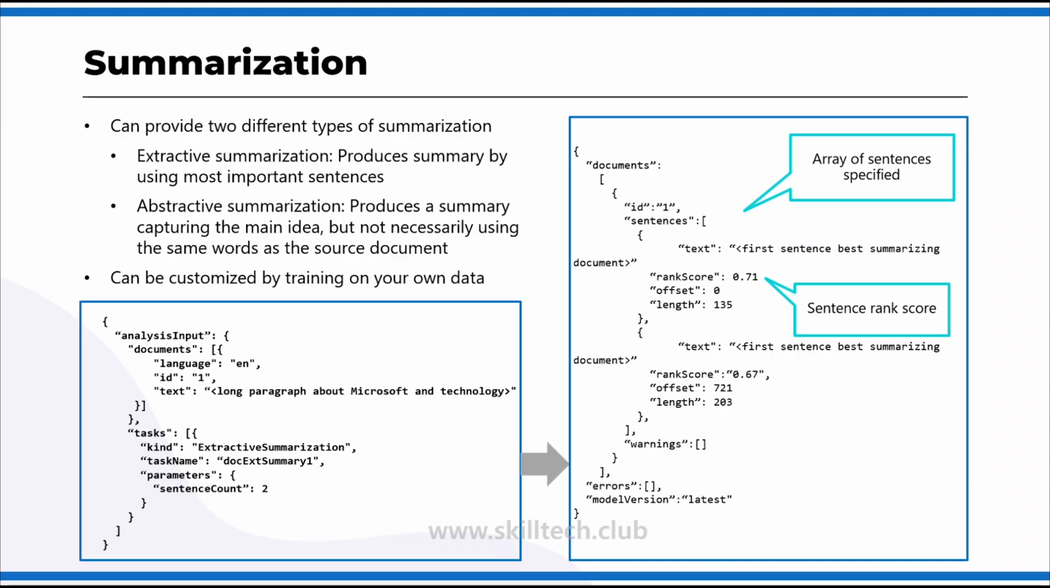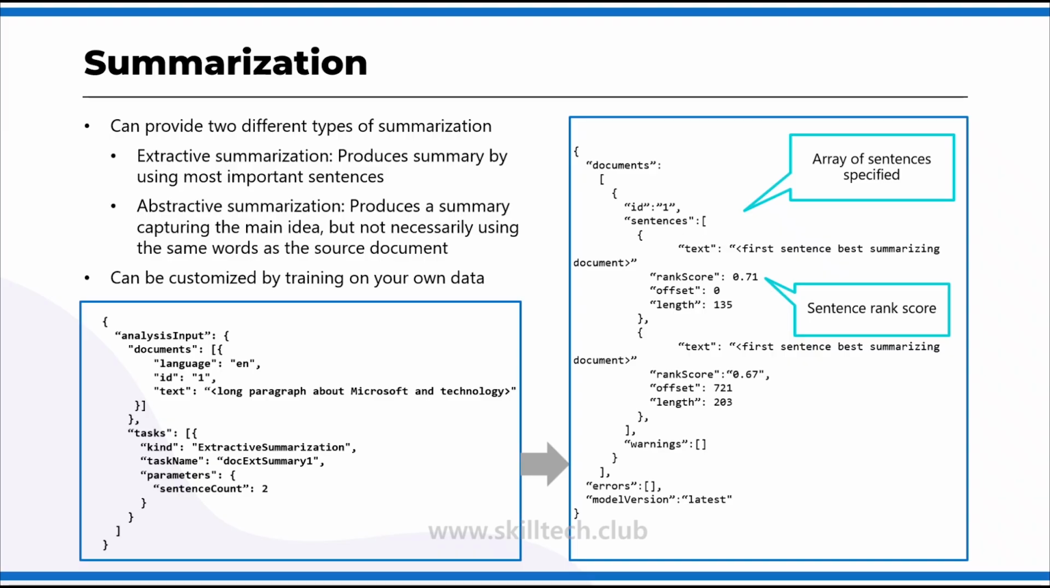On the other hand, abstractive summarization produces a summary capturing the main idea behind the text, and it's not necessarily going to use the same words as the source document. It's something like you hear a story, and then you create a moral of the story with different kinds of words. That is what abstractive summarization is going to be doing. This can be customized by training on your own data, or you can also provide your own customizations.